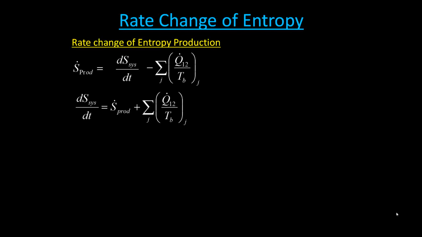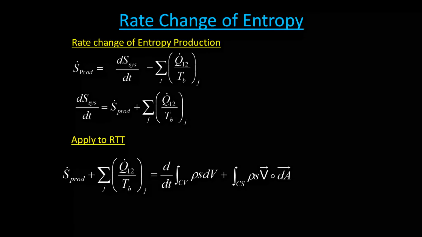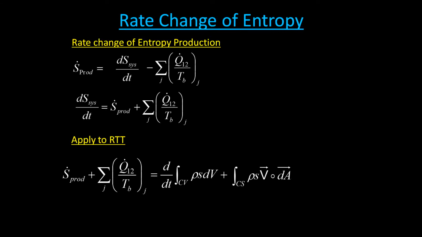So if we rearrange this so that we get the derivative of the entropy of our system with respect to time, well, that's the left side of our Reynolds Transport Theorem. So if we plug the right side of this equation into the left side of the previous Reynolds Transport Theorem, then we get this new equation with entropy production rate and heat transfers over temperatures on the left, with the remainder of our Reynolds Transport Theorem.